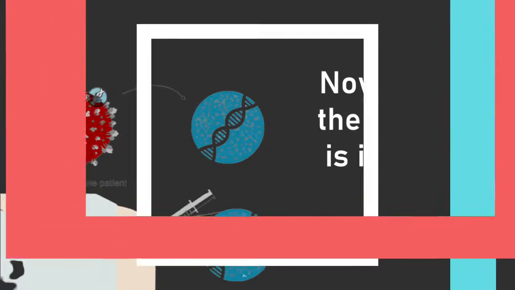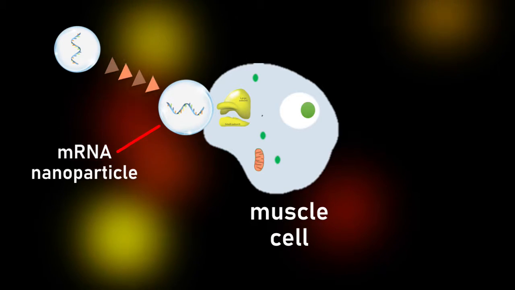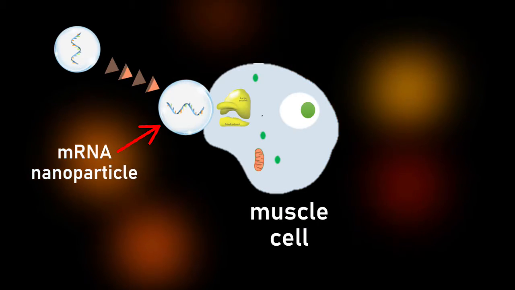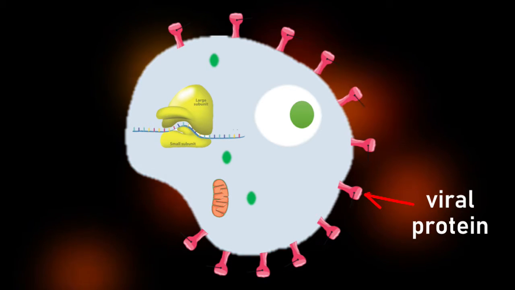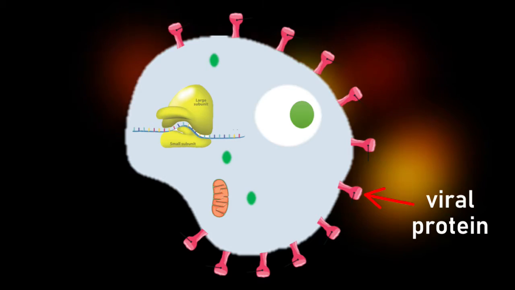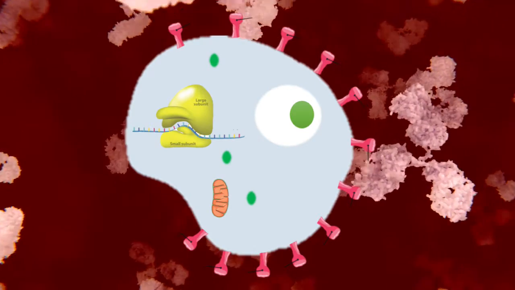Now, when the vaccine is injected into your upper arm muscle, the mRNA nanoparticles enter into your muscle cells. Then, the muscle cells read the formula or code from the synthetic mRNA and produce millions of copies of viral proteins that are displayed on the surface of the muscle cells. The displayed viral proteins are recognized by the immune system, which produces specific antibodies and T cells to attack them.